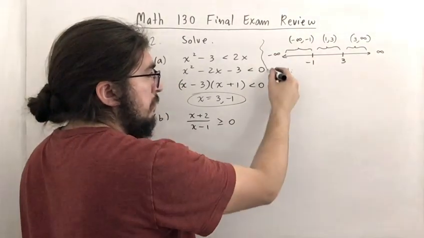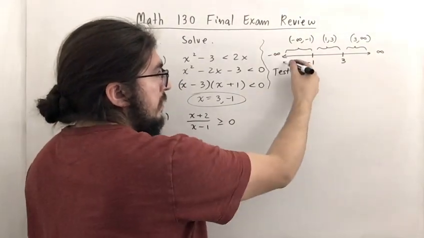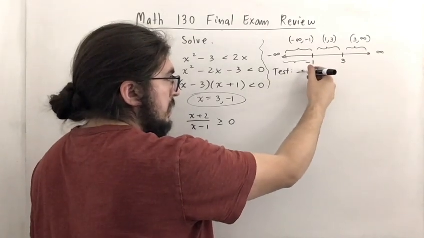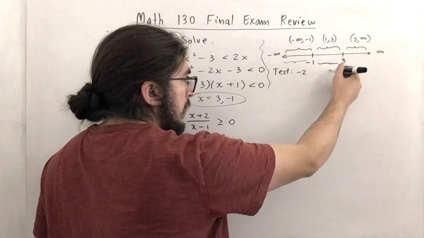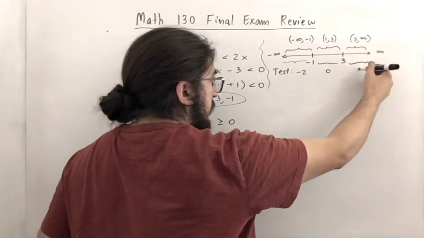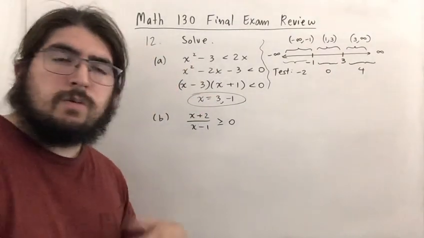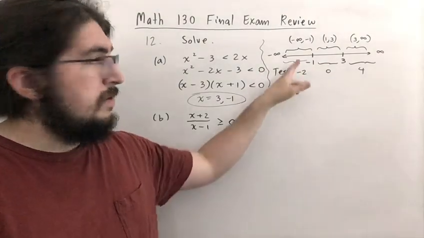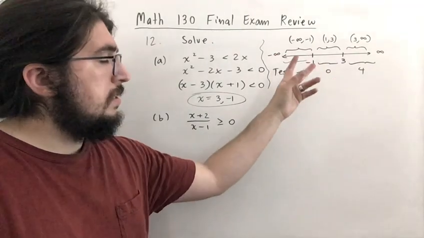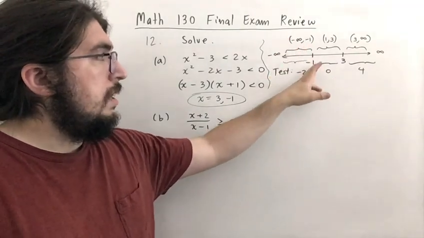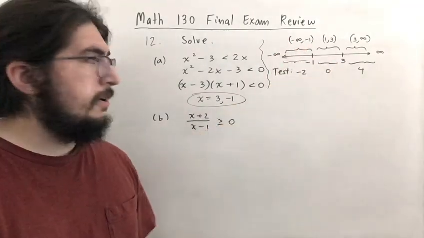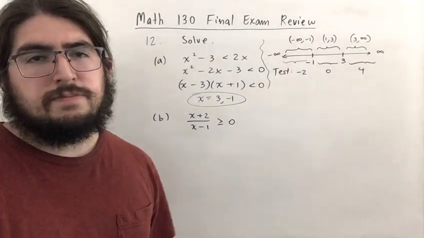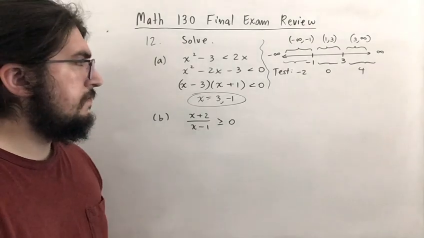Let me border this off a bit. So here in this region, I'm going to test any number less than negative 1, so let's say negative 2. Here 0 works, and here 4 works. So the general rule of thumb is to pick something not too far away from your solutions that you got here. But also, if you're in between a positive and negative, pick 0. So if you can pick 0, pick 0.